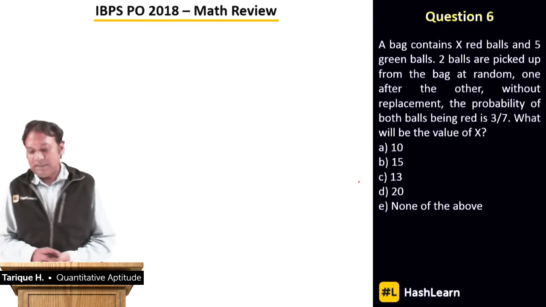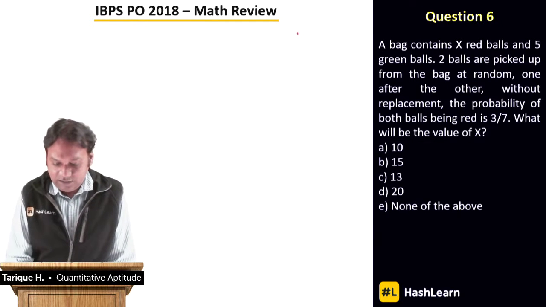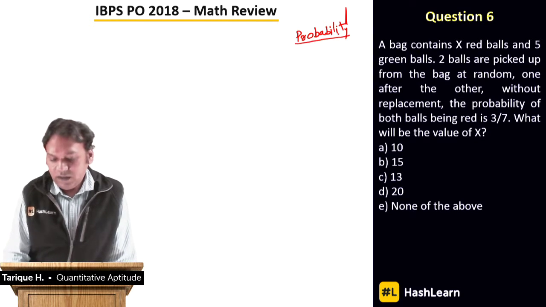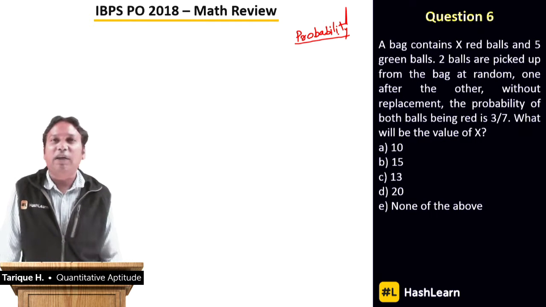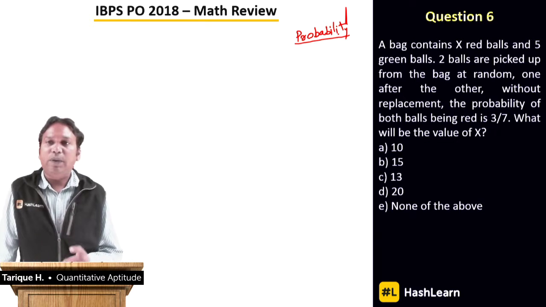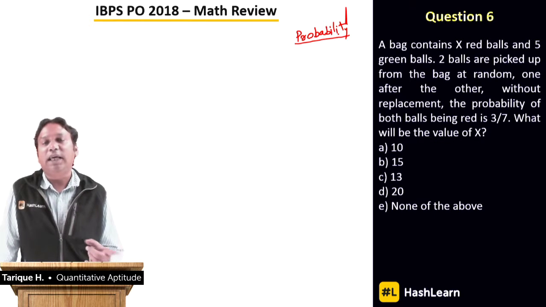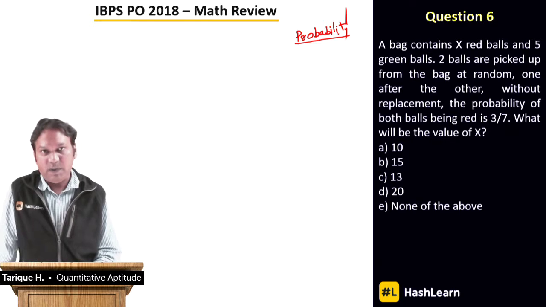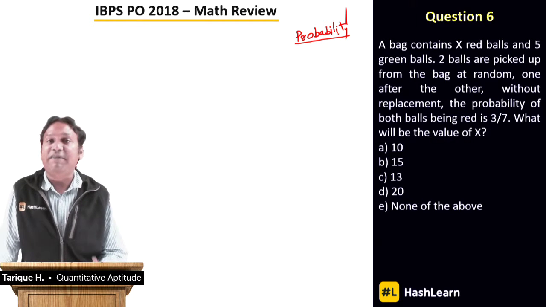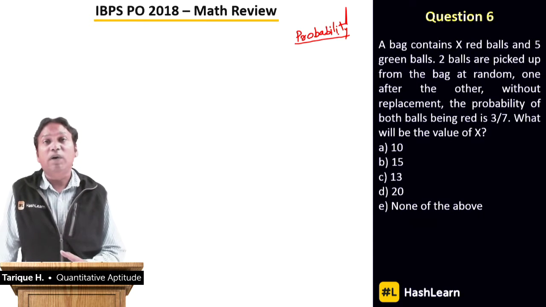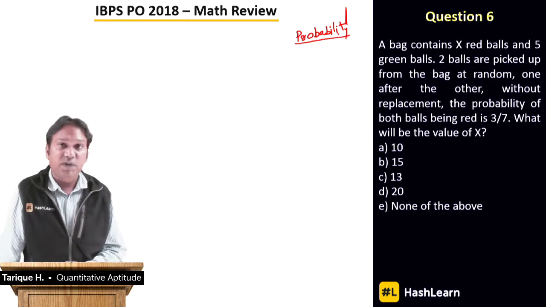Alright, now let's look at question number 6. Now this is a probability question, and if you look at the previous papers of SBI and IBPS PO, particularly if you're looking at IBPS PO, then from 2014-15 you will not see questions from probability in the IBPS PO prelims paper or the mains paper. That means for 14, 15, 16, 17, for 4 years, there were no questions from probability in the IBPS prelims paper.